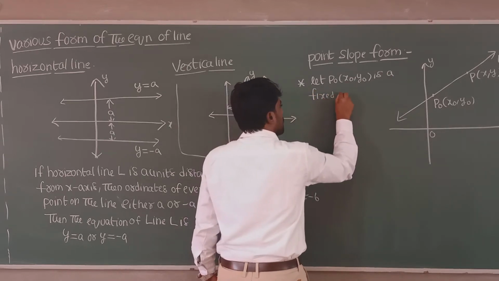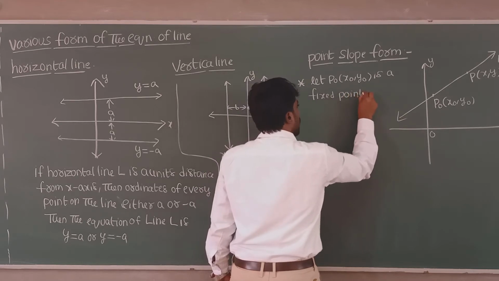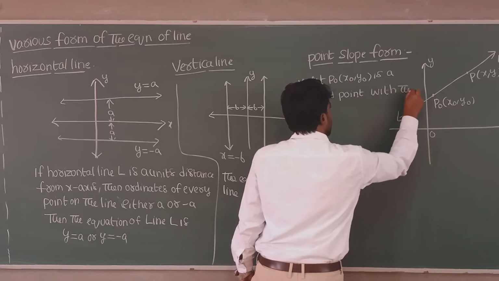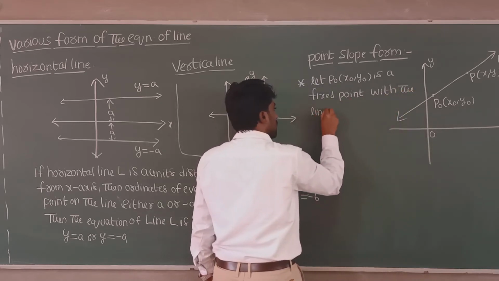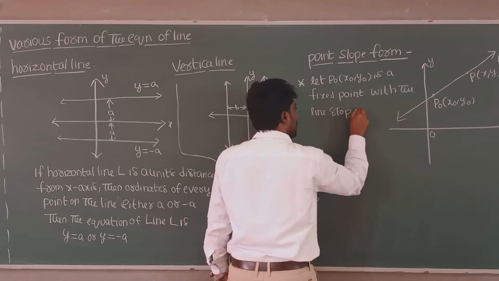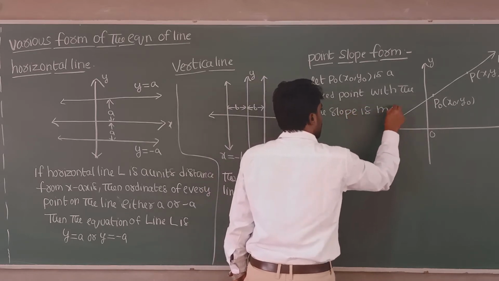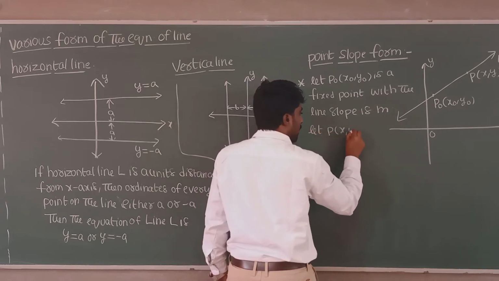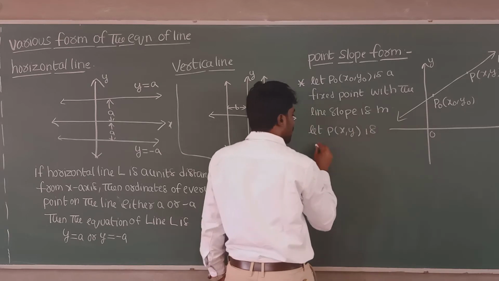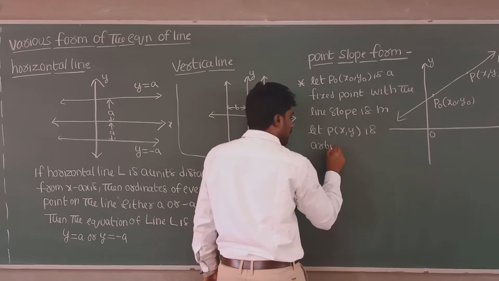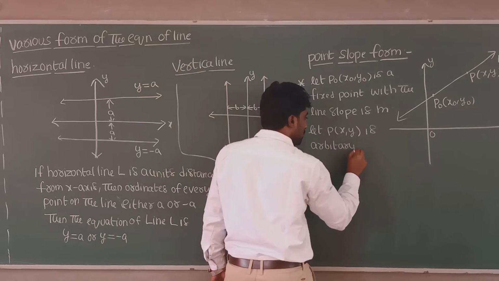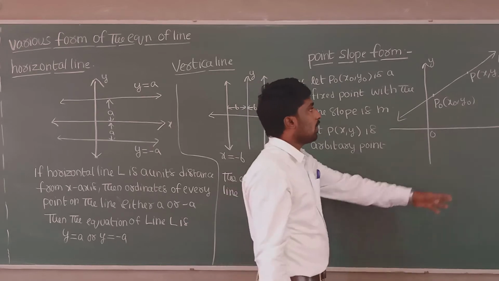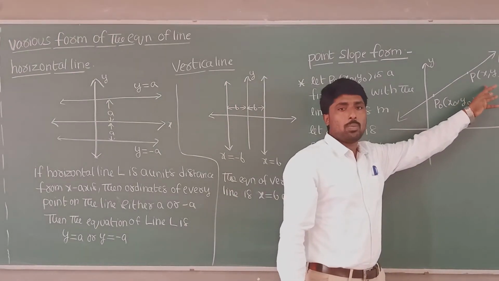Is a fixed point and the line slope is small m. Okay, let me take P of x comma y as an arbitrary point. Arbitrary point means this point is not fixed, it is a variable point. Guys, all of you listen, this point is not fixed, it is a variable point.